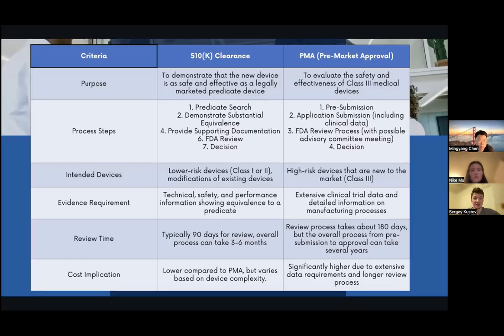Cost implications are actually quite significant as well. For the 510K, it's lower compared to PMA, but varies based on device complexity. But one thing I can tell you for certain is for the 510K, the cost is much lower, because you're not really doing any of the clinical data, you're not really doing any of the R&D itself. That's where all the money is actually situated. And the PMA, like I mentioned, is significantly higher due to the extensive data requirements, longer review process, and essentially just takes years off of your life cycle.